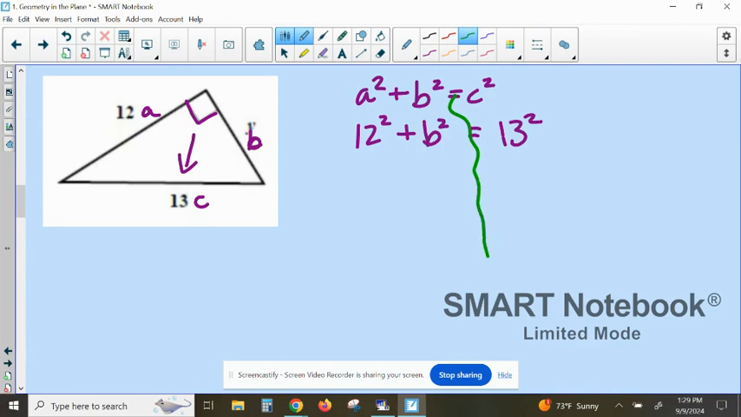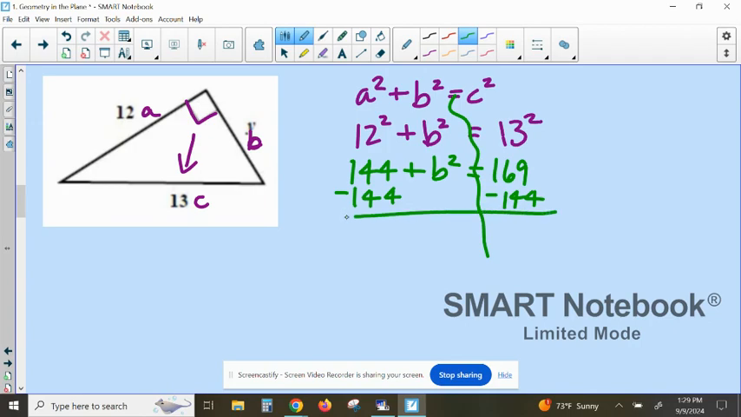Do me some math. What do we got? 12 squared is what? 144? Plus B squared equals 169? Now what? Minus 144 on both sides? And we get B squared is 25.